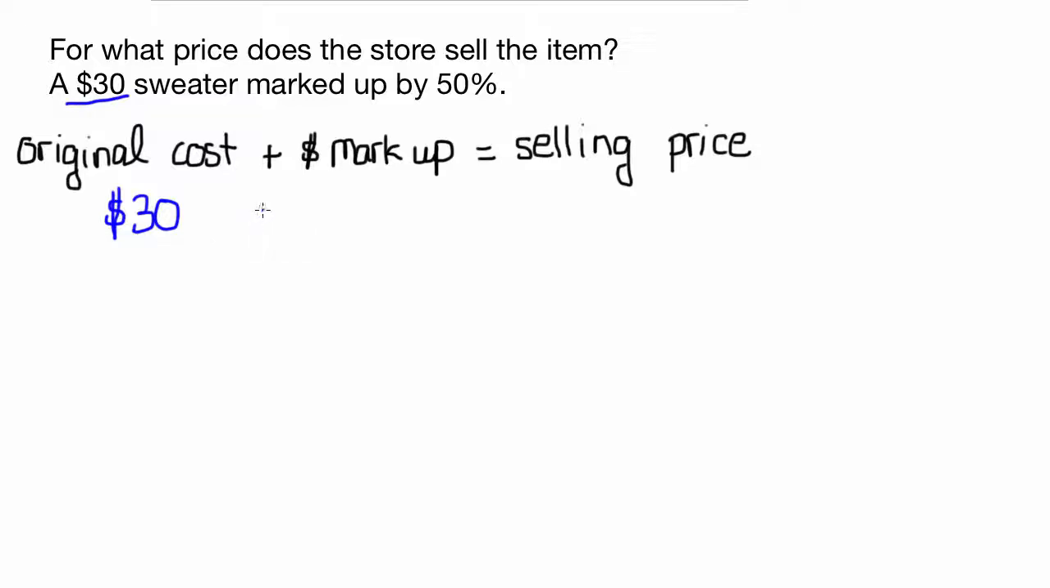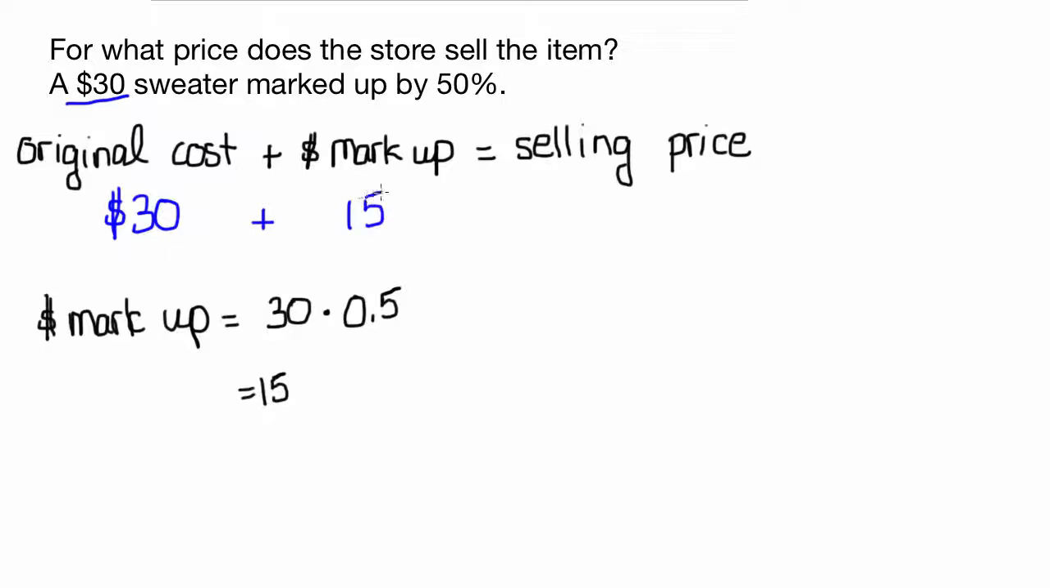Now, what is the dollar markup? Well, we know up here that it's marked up by 50%. So we just need to find out how many dollars that is. So the dollar markup is just 30, the original cost, times 50%, or 0.5. And that's going to equal $15. So the dollar markup is 15.